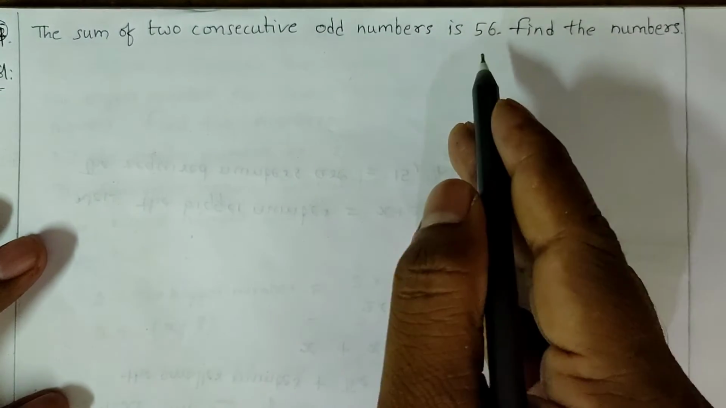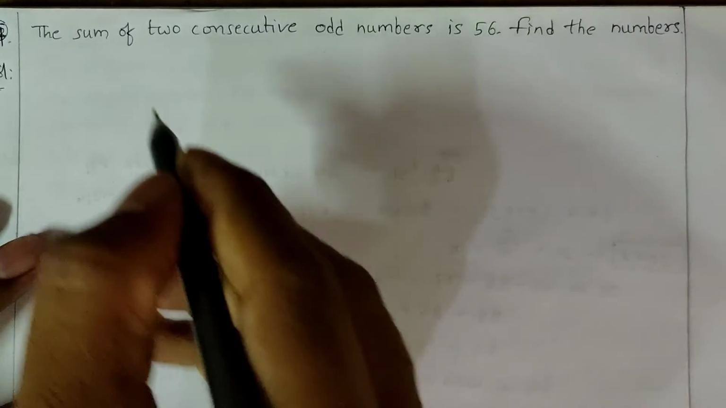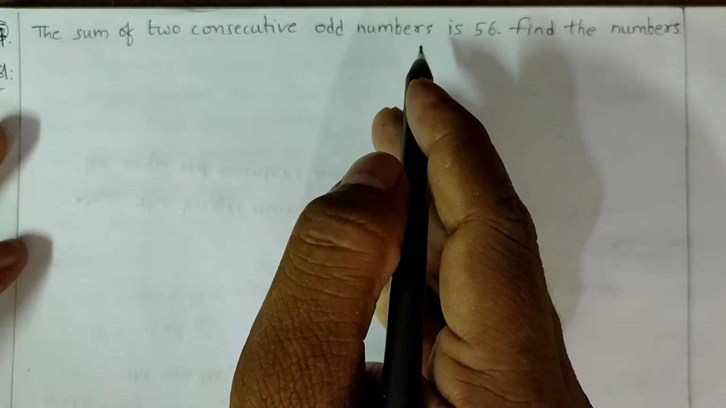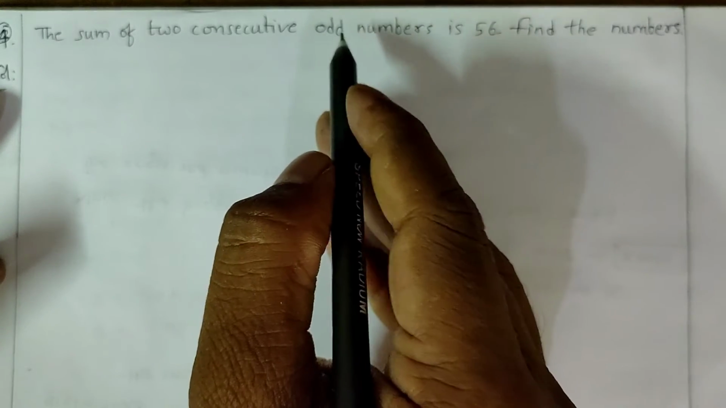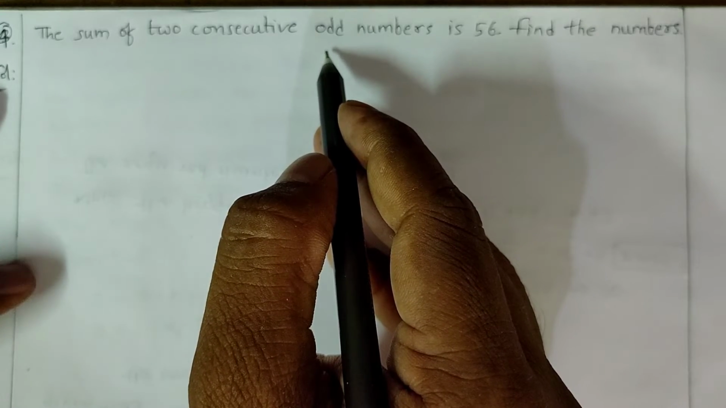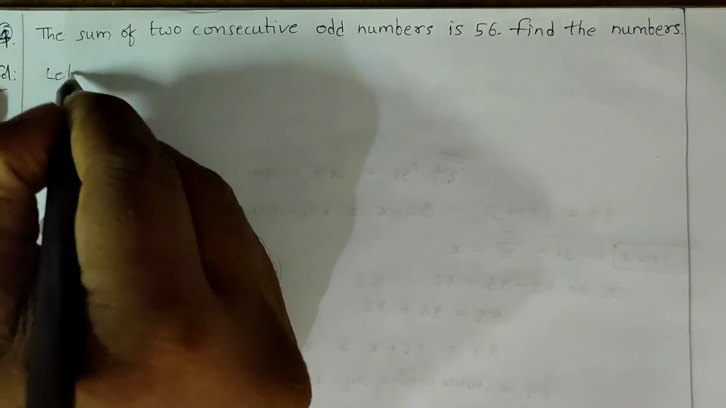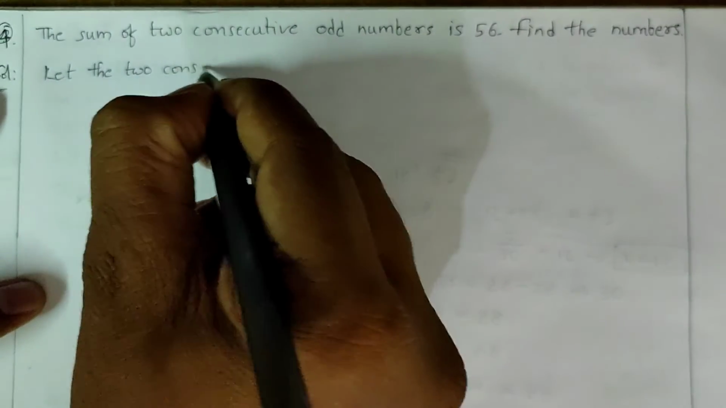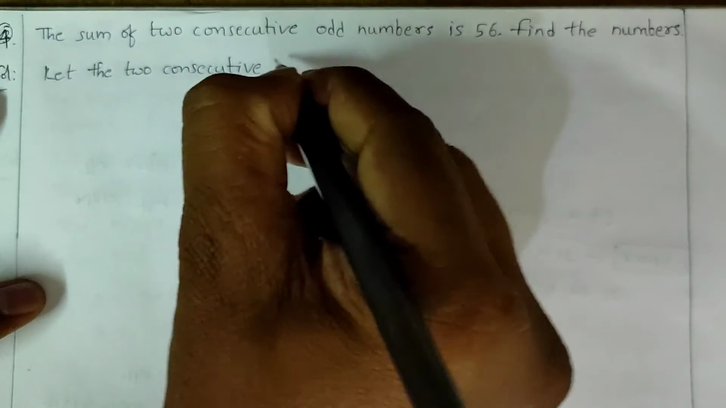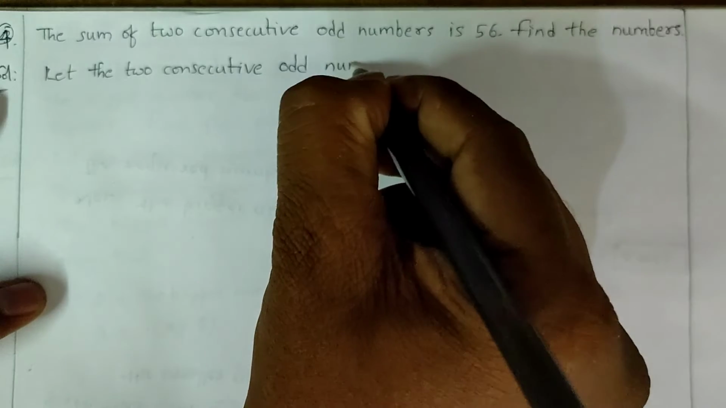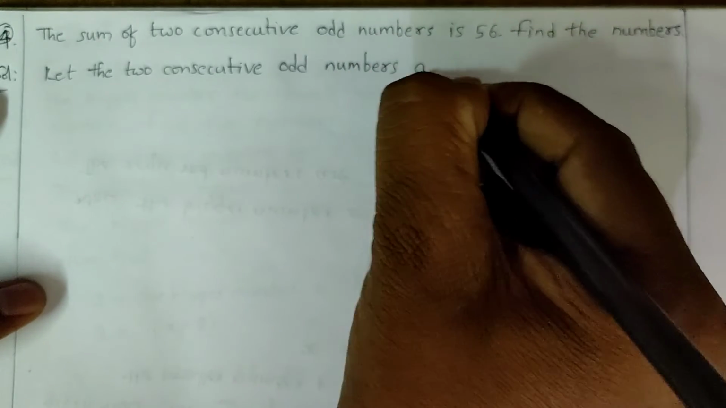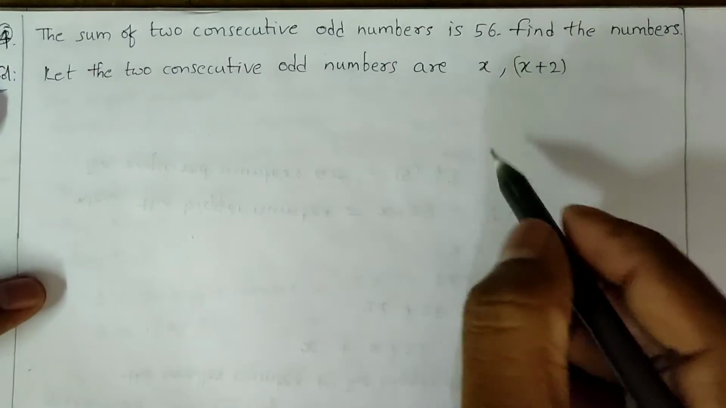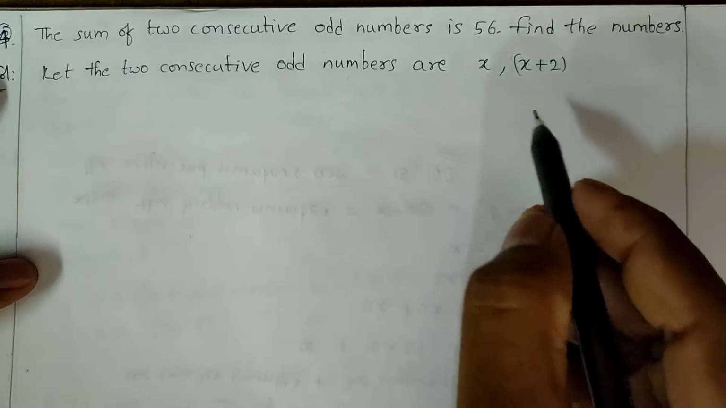What is it? The sum of two consecutive odd numbers is 56. Find the numbers. So consecutive odd numbers are numbers whose difference is 2. So here they are odd numbers and they are consecutive, so the difference must be 2. So let the two consecutive odd numbers be x and x plus 2. Right? So x and x plus 2.